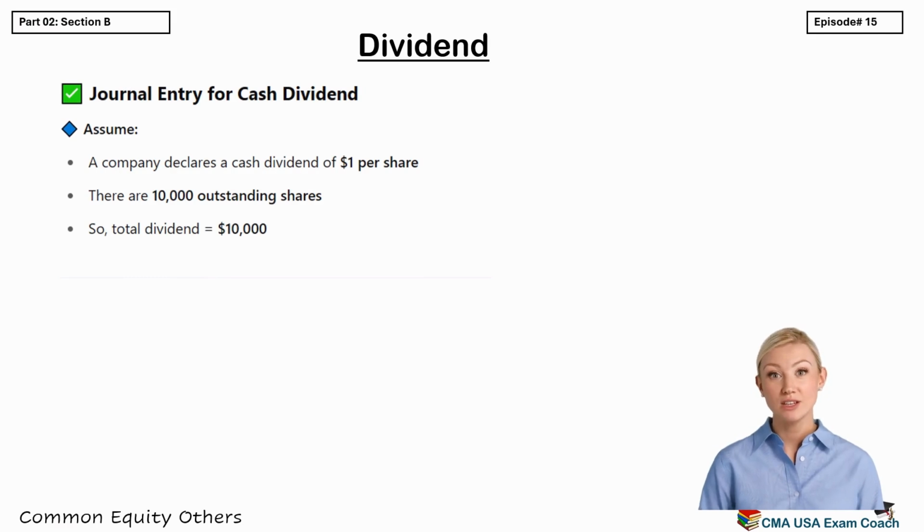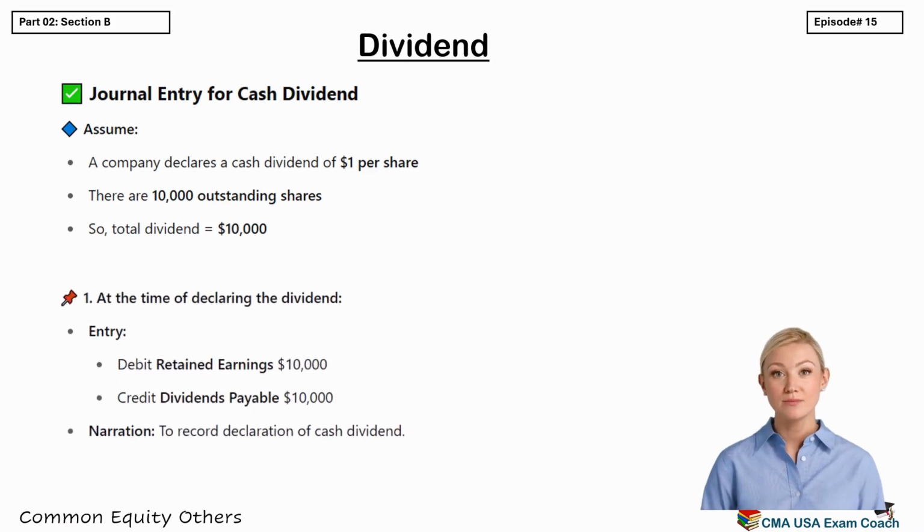Now, at the time of declaration, the company records the following journal entry. Retained earnings will be debited by $10,000, and dividends payable will be credited by $10,000. This entry is made to reflect the obligation created to pay the dividend in the future. The company is reducing its retained earnings and creating a liability.